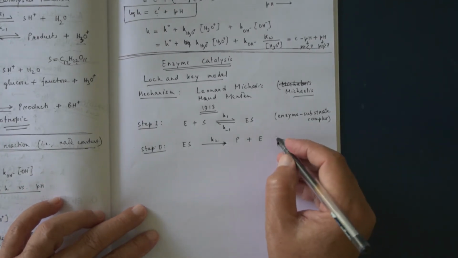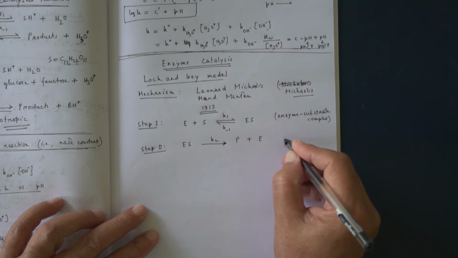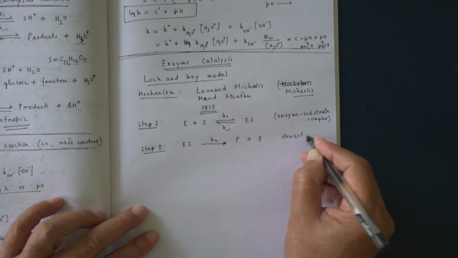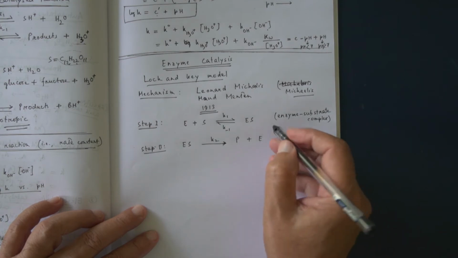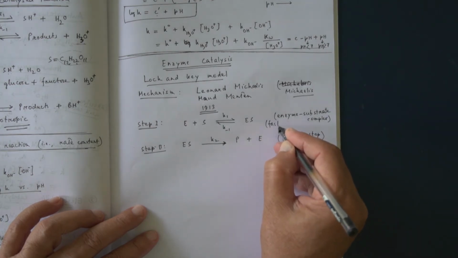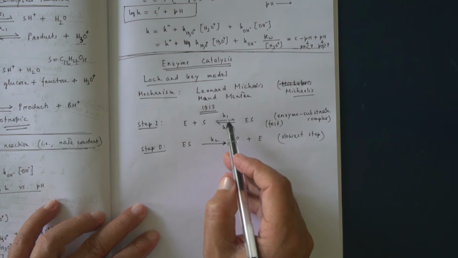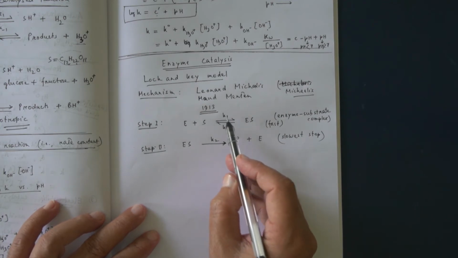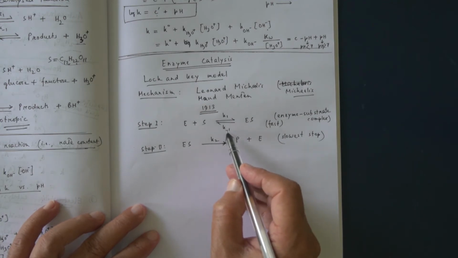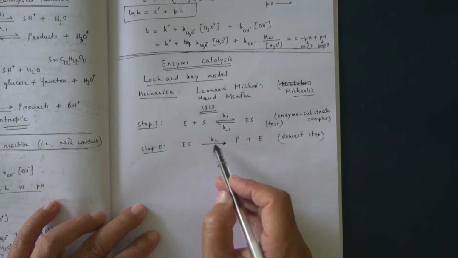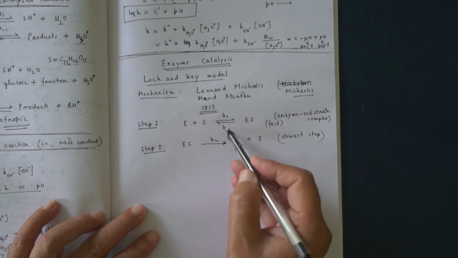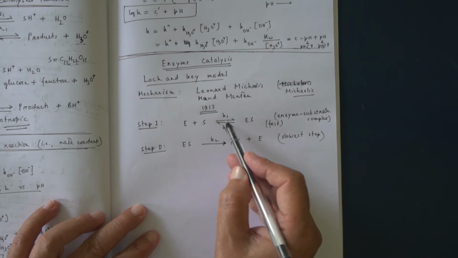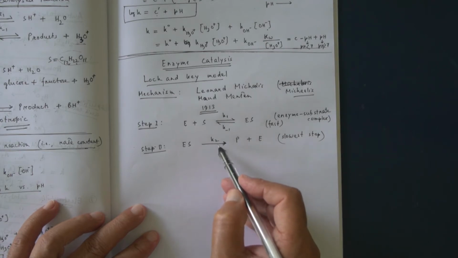Here, this is the slowest step, and this is the fast reaction. Fast reaction means K1 and K minus 1 are very, very much greater than K2, because this is a fast reaction and this is a slow reaction.